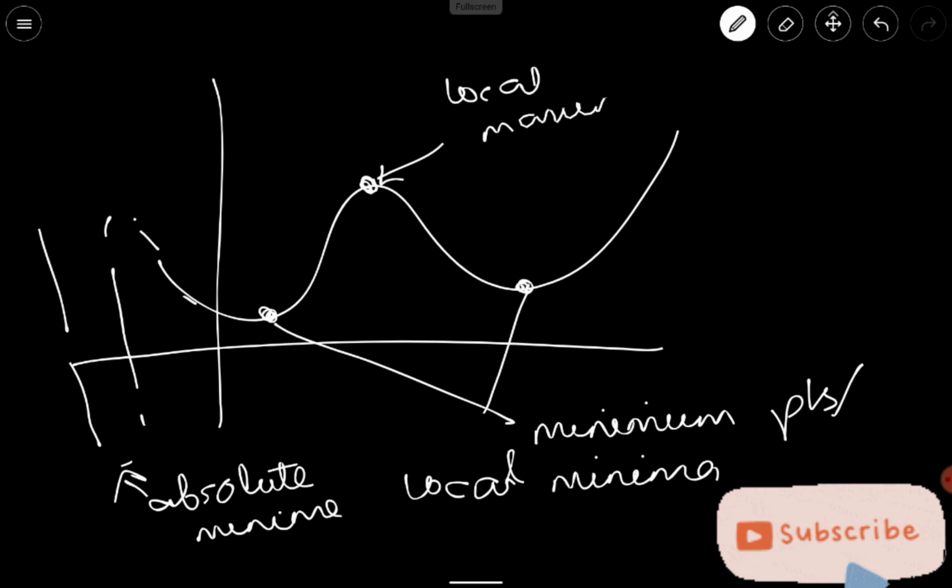So in this region, in the local neighborhood of this point, the slope is decreasing on both sides. Similarly, for this point, on both sides, the slope is increasing.